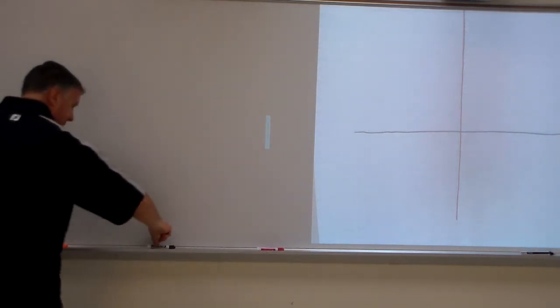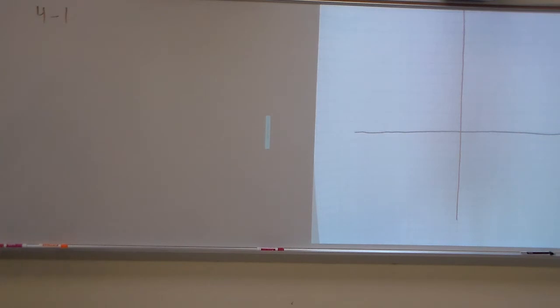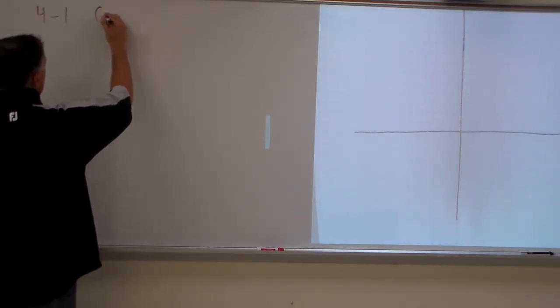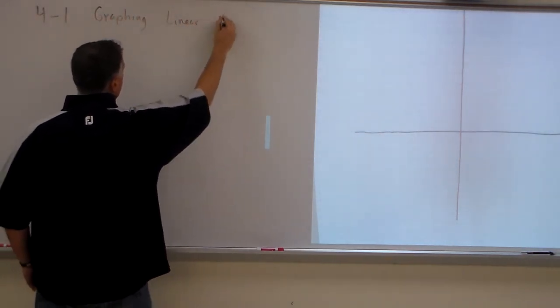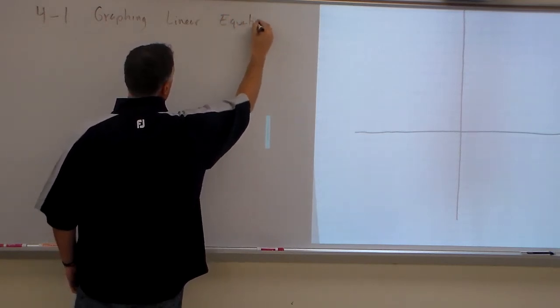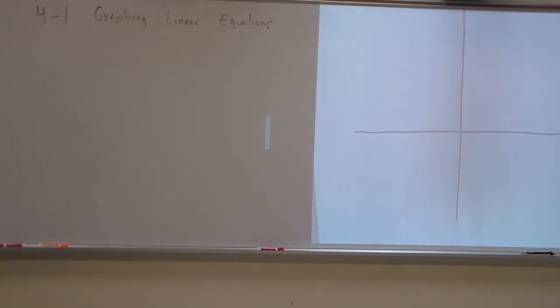So let's start some notes. This is chapter 4, section 1. And what are we talking about here? We're talking about graphing lines. Let me just see the exact title. Graphing linear equations. This is something that the sub will be looking for in your notes to give you credit for your classwork. So it's really important that you have this and you have the stuff that's on the board here.